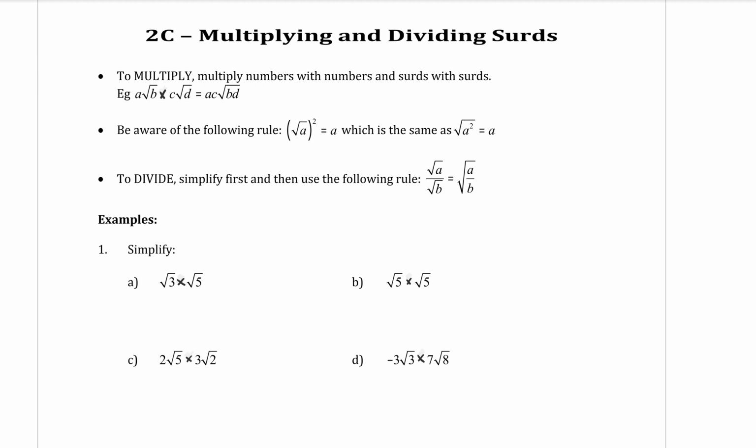Then we did adding surds, where we had to have like surds to be able to add them, and we had to simplify some of them before we could add them.